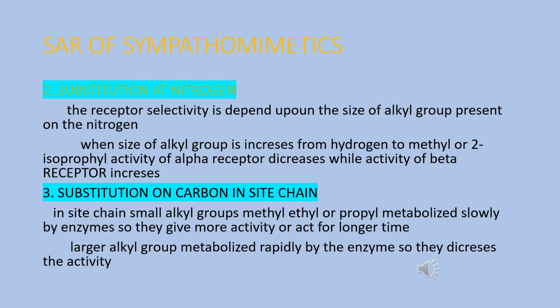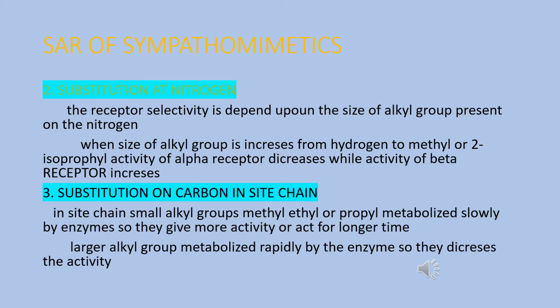SAR of sympathomimetics. Second one, substitution at nitrogen. The receptor selectivity depends upon the size of the alkyl group present on the nitrogen. When the size of the alkyl group increases from hydrogen to methyl or to isopropyl, the activity at alpha receptors decreases while the activity at beta receptors increases.